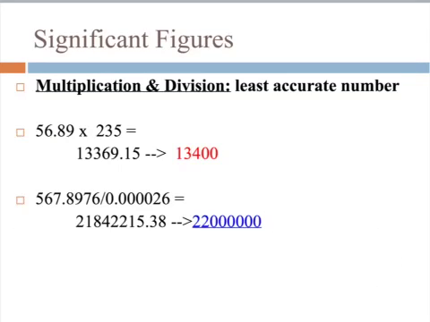This is the last rule. We're almost done. Multiplication and division. They have their own rule that's different than addition and subtraction. You want to go to the least accurate number. Well, what does that mean? So this is kind of easy.